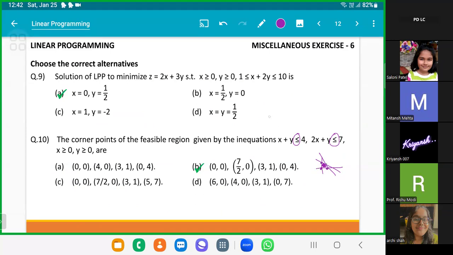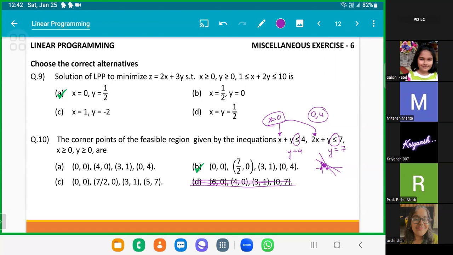So what I did is I substituted x is equal to 0. When I substitute x is equal to 0 in both the constraints, I will get y is equal to 4 and y is equal to 7. So I came to know that 0, 4 is nearest to the origin. So 0, 7 can't be the answer. 0, 7 is not the answer, so I removed this option.